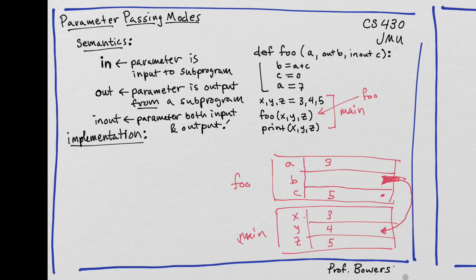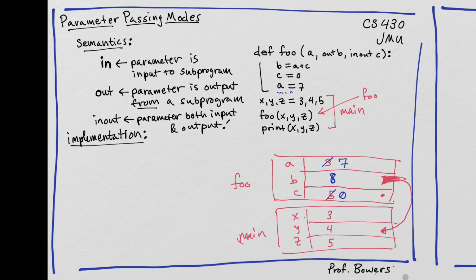I'll make changes in a different color. So now we're running foo, and foo says, okay, B gets the value of A plus C. So it's going to be 8. Then C gets the value of 0, so this changes to 0. Then A gets the value of 7. This changes to 7. And now we return, so there's an implicit return here.